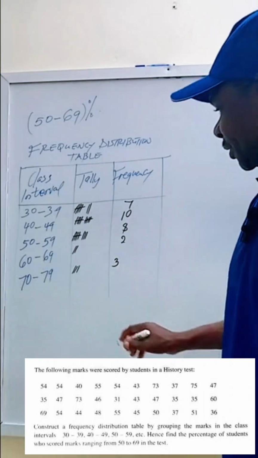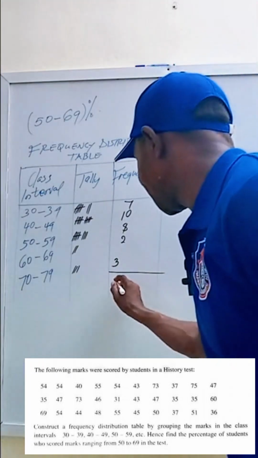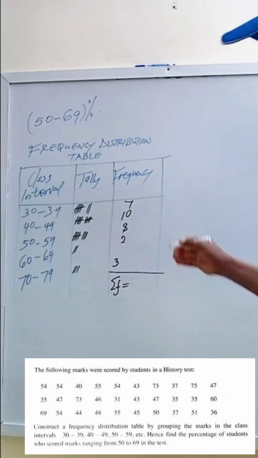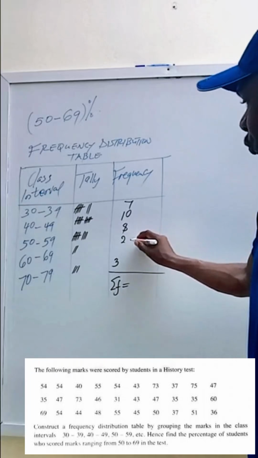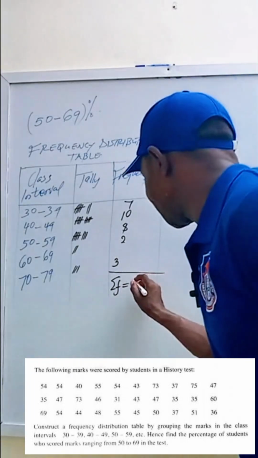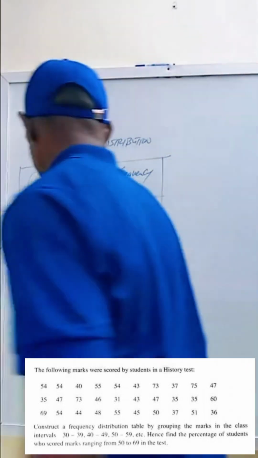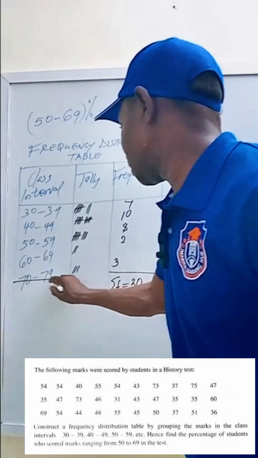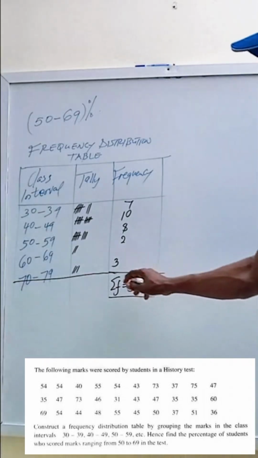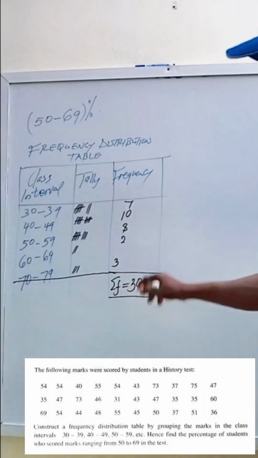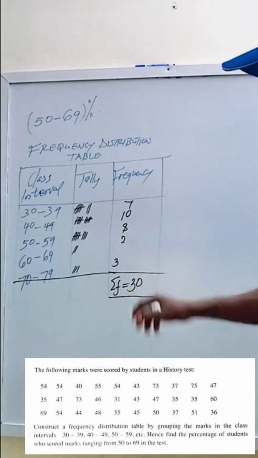What we need to do here is take the sum of the frequencies. This equals 7 plus 10, 17 plus 8, 25 plus 2, 27 plus 3. This one is 30. So the sum of our frequencies equals 30. Our frequency distribution table will look like this. I've not crossed this one, it's just a line the way I drew it. So this is what we get from our compilation of the data. In total, there are marks of 30 students.